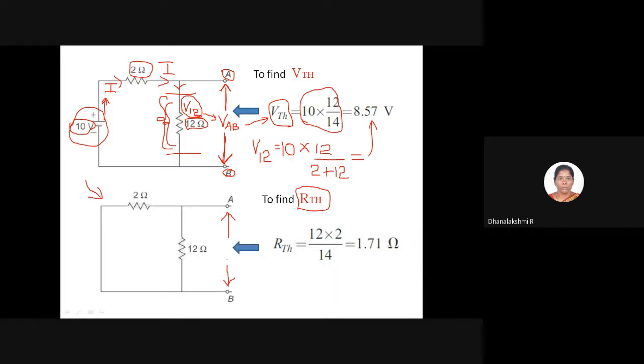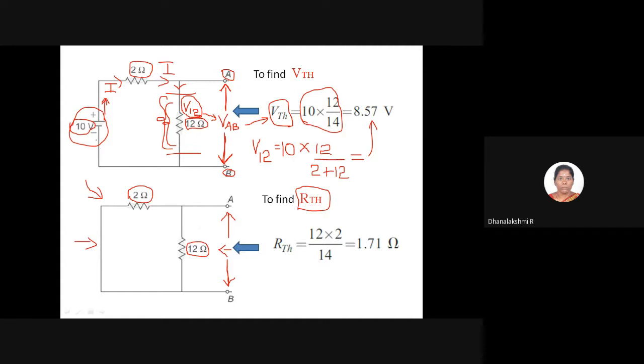Again we want to find the Thevenin resistance from the terminal. We are going to look at the circuit from the terminal AB, that is, from this point. So when we look from this point, we have to solve the resistance from the other end. When we solve from the other end, this becomes a very simple circuit where you can see that this 2 ohm and 12 ohm are both connected in parallel, and thus we can use the formula for resistances in parallel.